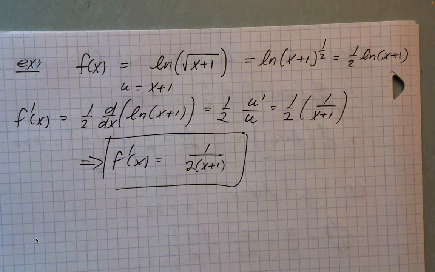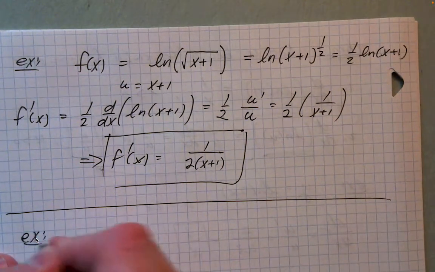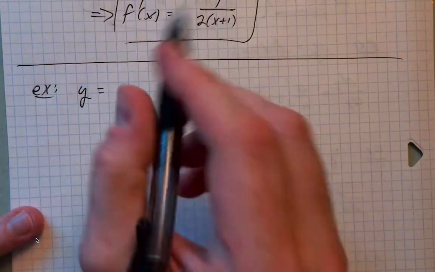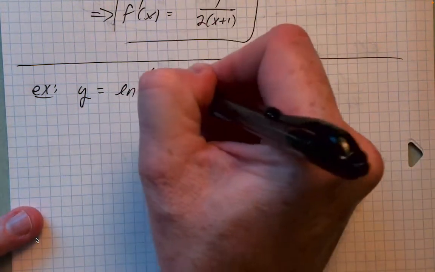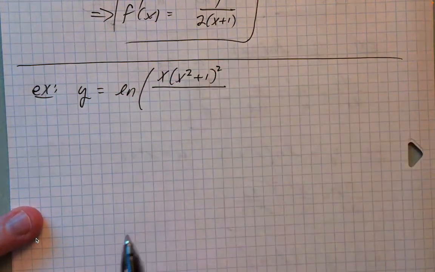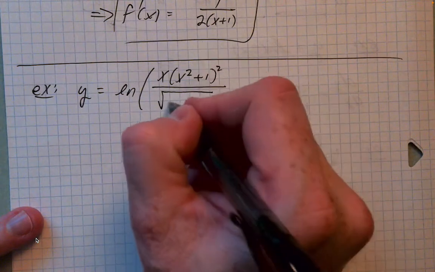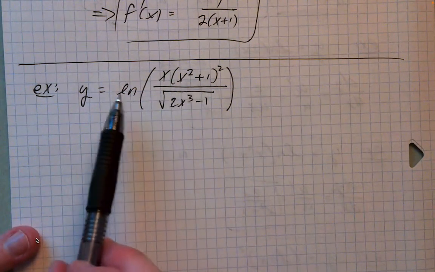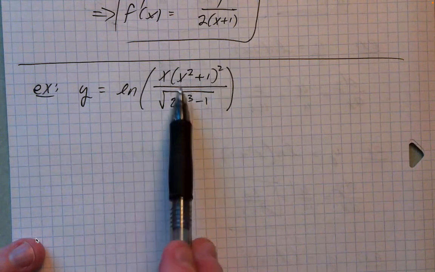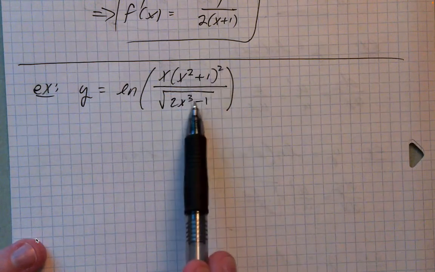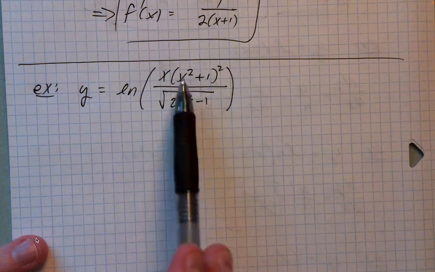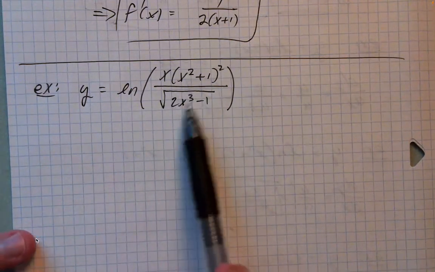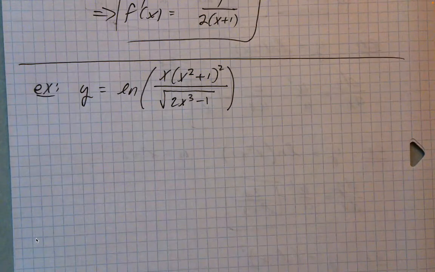Okay, here's an extremely messy example that benefits dramatically from some cleanup. Here we'll say y equals the natural log of a big old mess: x times x squared plus 1 squared, divided by the square root of 2x cubed minus 1. So it looks a bit like that. Again, you could differentiate this. You could use the ln rule, u prime over u, and then to calculate u prime, you would have to use the quotient rule together with the product rule. You'd also have to use the chain rule when you differentiate the bottom function. You can do it. It's just pretty involved.